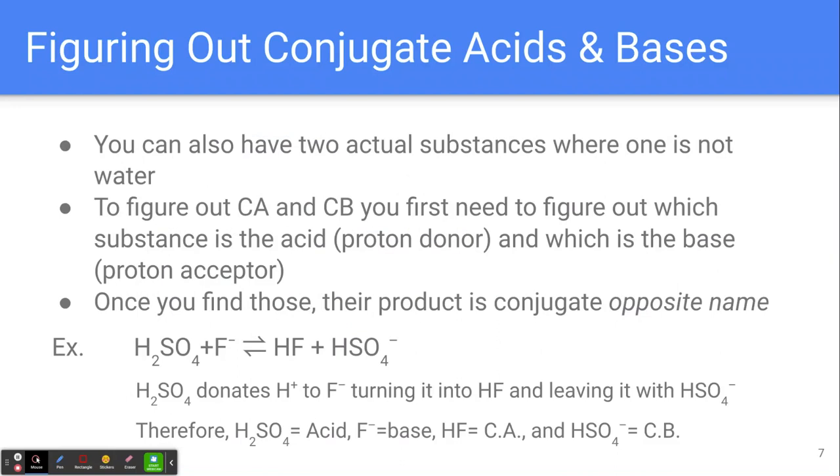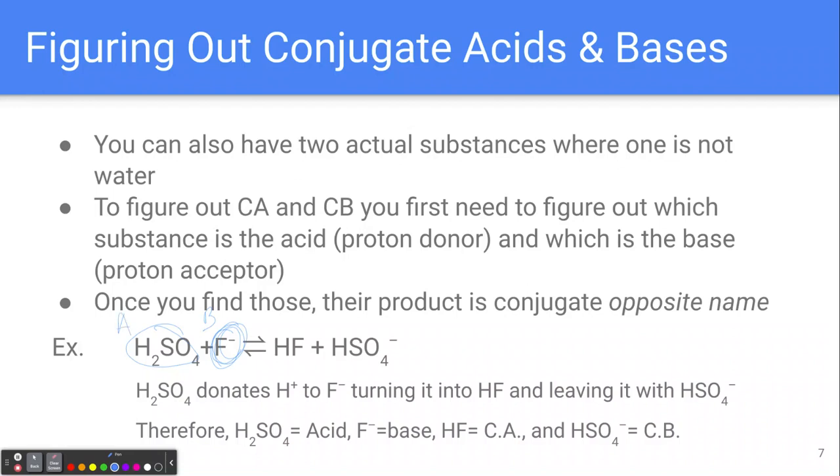Now, the last few that we just looked at involved water. And so in those cases, if you're reacting with water, it's going to give you either an H3O plus or an OH minus. But we can actually have two substances react where neither one of them is water. And so to figure out your conjugate acid and base, we need to take a look at the whole picture. So if we take a look here, since we have F minus and H2SO4, what I want you to notice right away, F minus doesn't have any protons on it. It doesn't have an H on it. So if it doesn't have an H on it at all, we know right away that's our base, making this our acid.